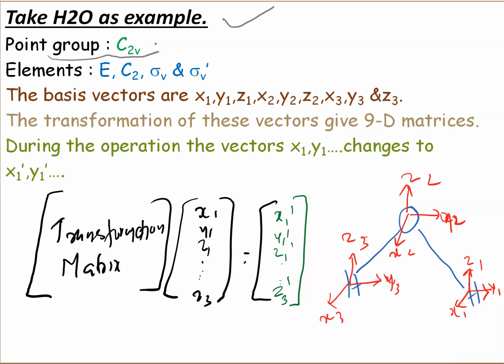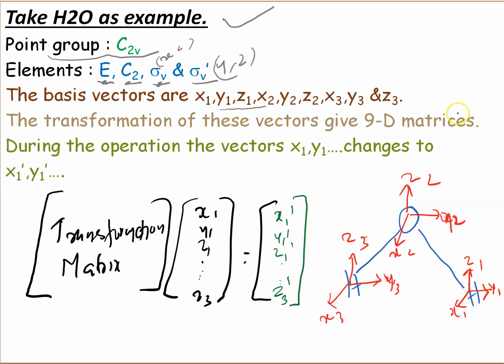The elements are E, C2, sigma v and sigma v dash. Elements of the C2v point group are the identity operation E, C2, sigma v, that is sigma v in the xz plane, and sigma v dash, that is sigma v in the yz plane. And the basis vectors are x1, y1, z1, that is here.